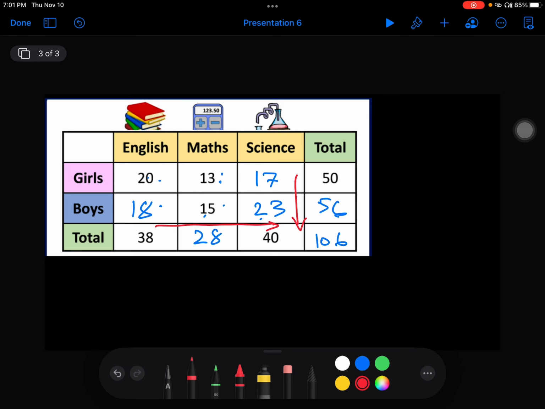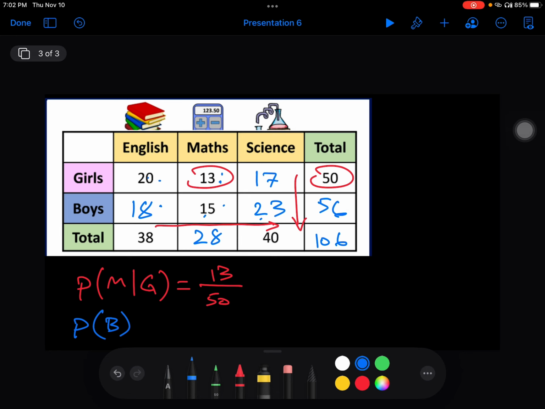So now we can just go back to finding, say, the probability that somebody likes math given that they are a girl. So we know the person is a girl. Let's look at now, that's our whole. 50 is going to be on the bottom. And of those who are girls, 13 like math. Very straightforward stuff.